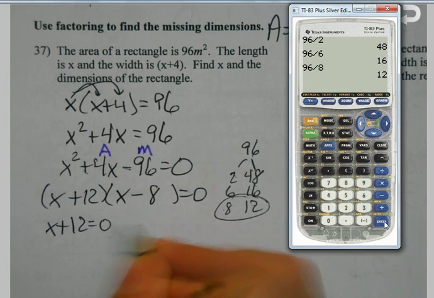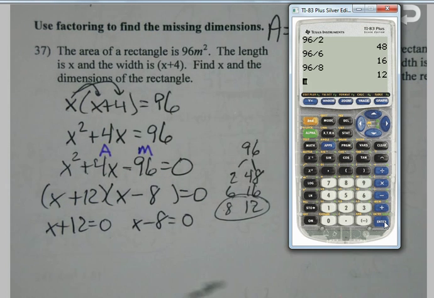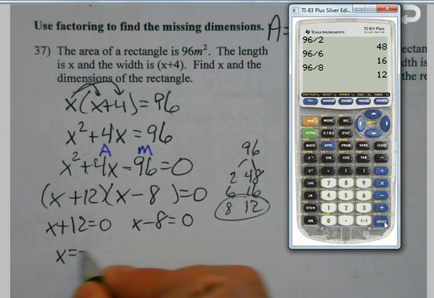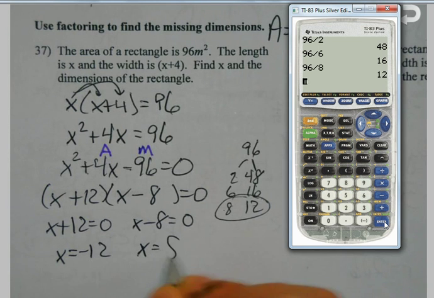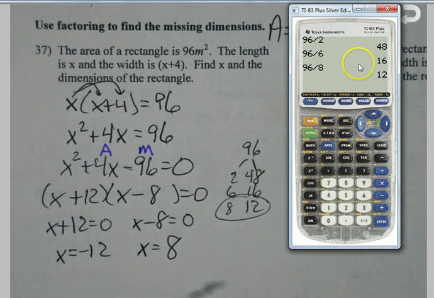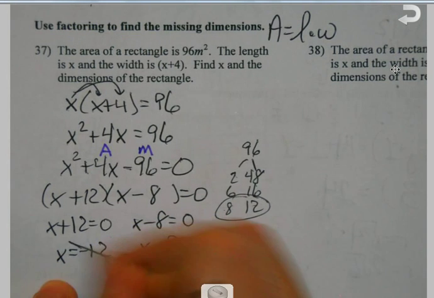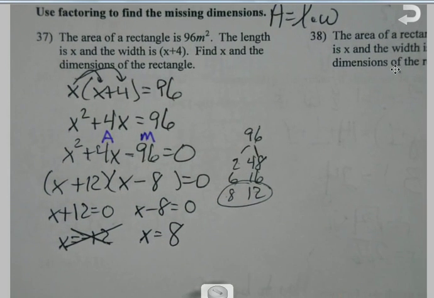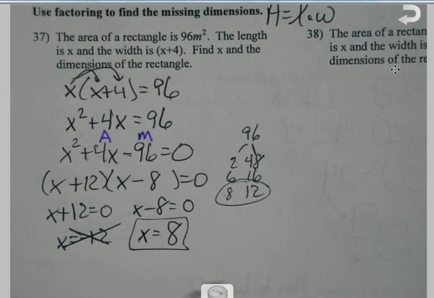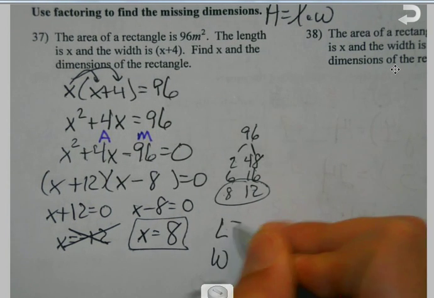And so I just set this equal to 0. And I solve the two mini equations. Now be careful for two things here. One, we're finding the sides of a rectangle. Do both of my answers make sense? No, negative doesn't make sense for a side of a rectangle. So, okay, there's x, that's good. And find the dimensions of the rectangle. In other words, what do the length and width equal?